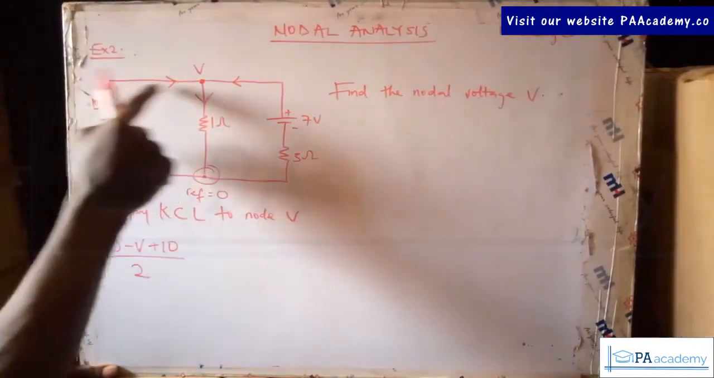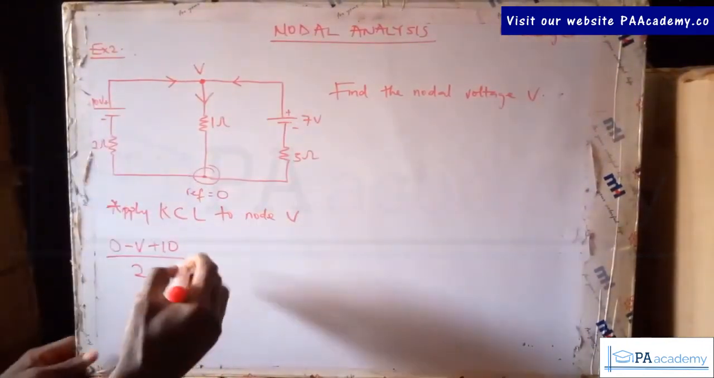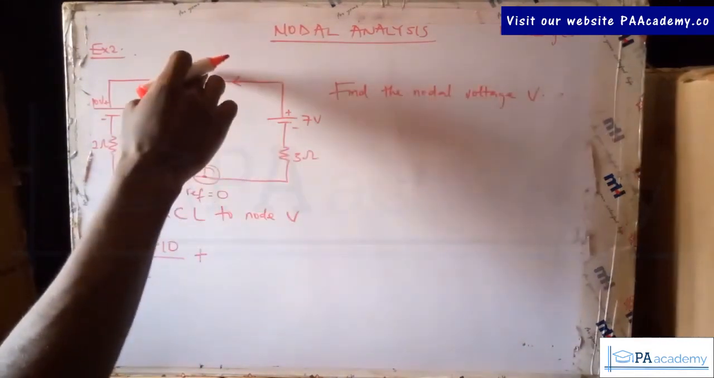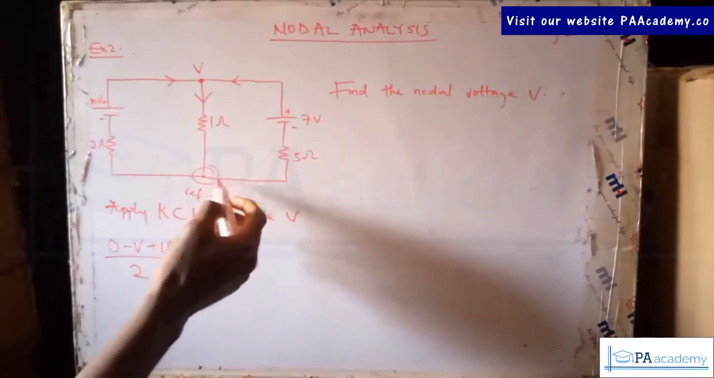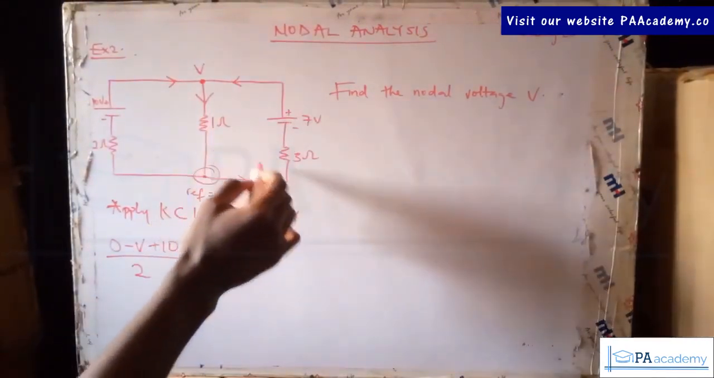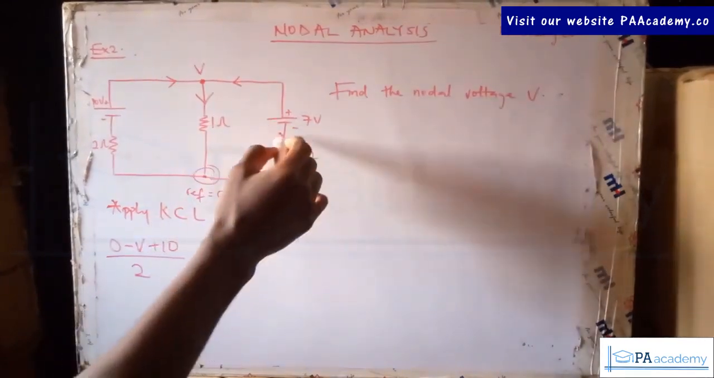Alright, so this is for this one that is going in. Then plus, we look at which other one is also going into point V. On this side also, if you look here, based on the direction we picked, it's just continue like this.